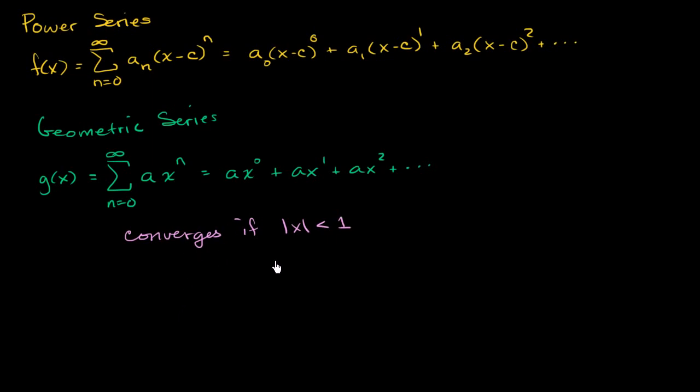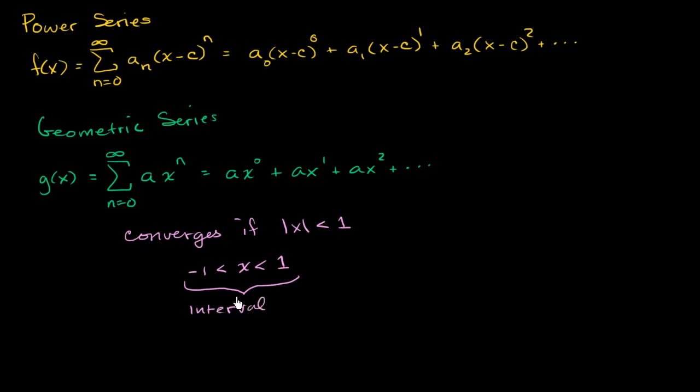Or another way of thinking about it, this is another way of saying that x is in the interval where it's less than 1 and greater than negative 1. And x is a variable. X can vary between those values. We're going to find a function in terms of x. We call this the interval of convergence.